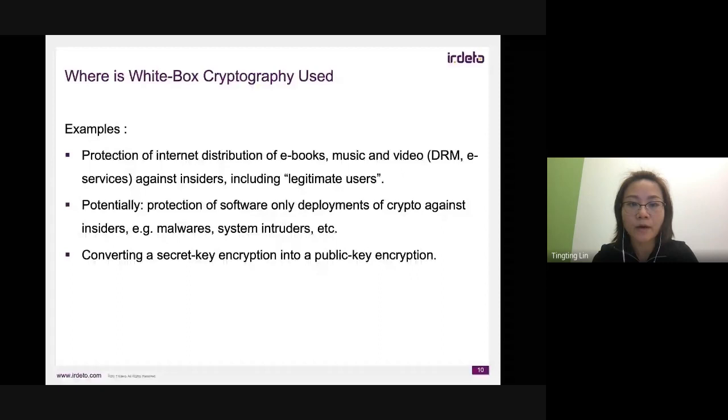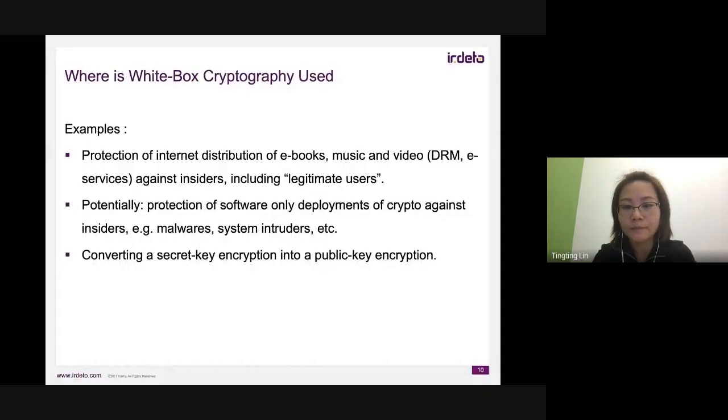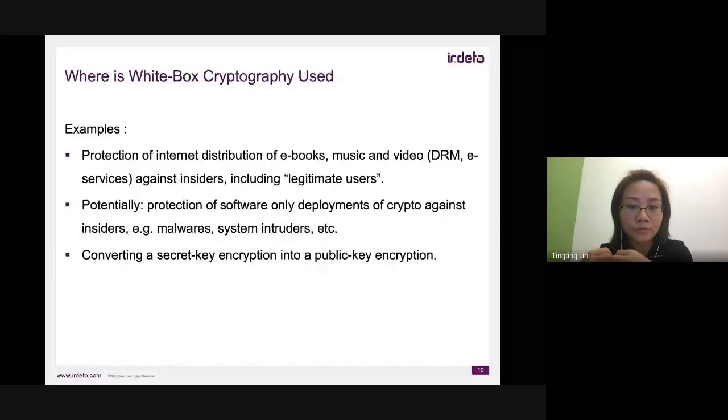So the classic scenario of white box cryptography is digital rights management. We can use white box cryptography to protect the internet distribution of ebooks, music, and video against insiders. For example, if I buy music, I send my ID to the sender, and he will use my ID to generate a key, encrypt that music, and send that music back to me. And I can use my ID to decrypt it and play the music.